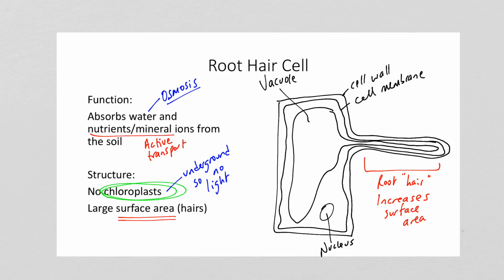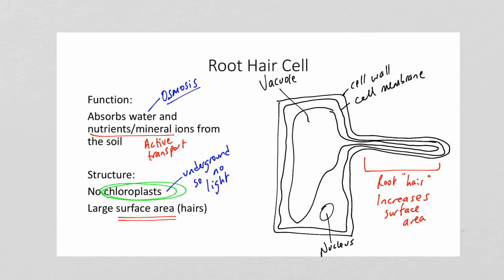You have a fairly thin wall as well to allow this stuff to get in and out easily. But if you focus on the fact that it has a root hair to increase the surface area so that you get a higher rate of osmosis or a higher rate of active transport, you're going to get full marks on a root hair cell question.